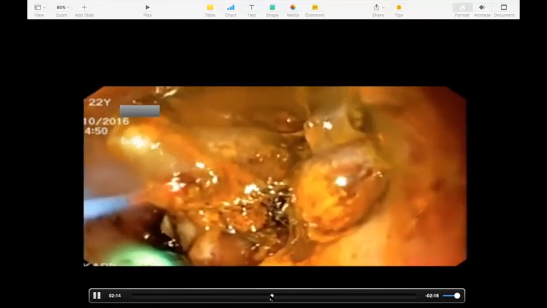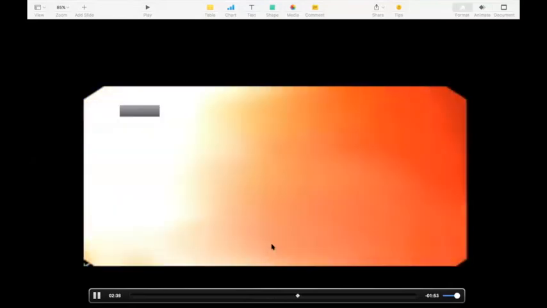So laser lithotripsy was done via endoscope, and most of the stones were pulverized. You can see that the stone is getting pulverized with the YAG laser, and the stone was crushed, and at the end of the first session, I think 60 to 70% clearance was done.